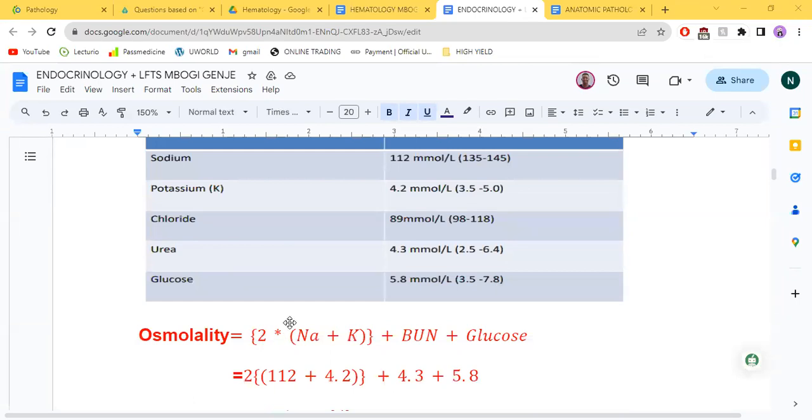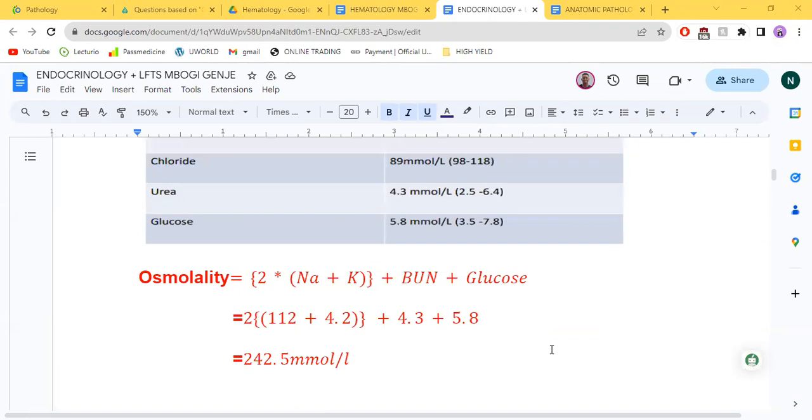So the formula is 2 times sodium plus potassium. I'm assuming you didn't add the potassium. Yeah, you can usually forget. Then plus BUN plus glucose. Okay. So this is just basic arithmetic. So 2 into 112 plus 4.2 plus 4.3 plus 5.8, you get 24.5 millimole per liter.